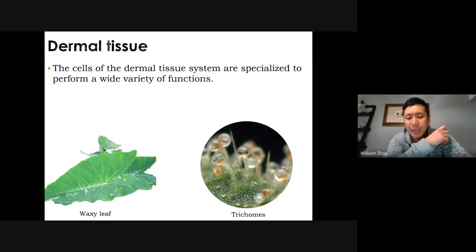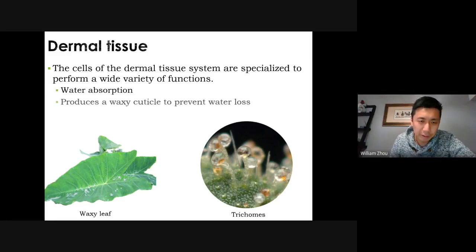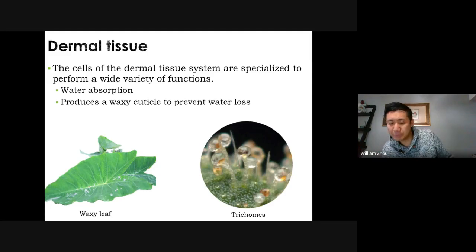If you look at a leaf, we don't really have leaves right now because it's winter time, but when spring and summer come, go check out the leaves. It is quite waxy, as if someone coated the leaf with a layer of wax. It's kind of shiny, because there is a kind of wax on the leaf. It has a waxy cuticle to prevent water loss.